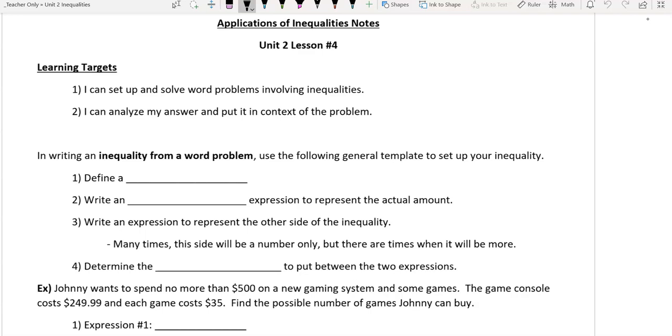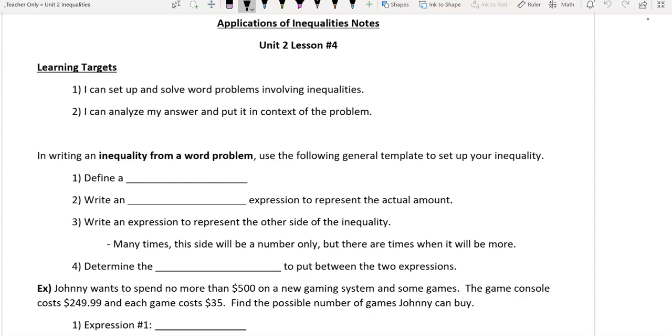Now, a lot of this is not going to be new due to the fact that we did applications the past 2 units with equations. So now we're just going to throw an inequality sign in there, but we do have to make sure it's the right one. So I'm going to take you through like 4 different examples, and then you'll have time to work on this in class.